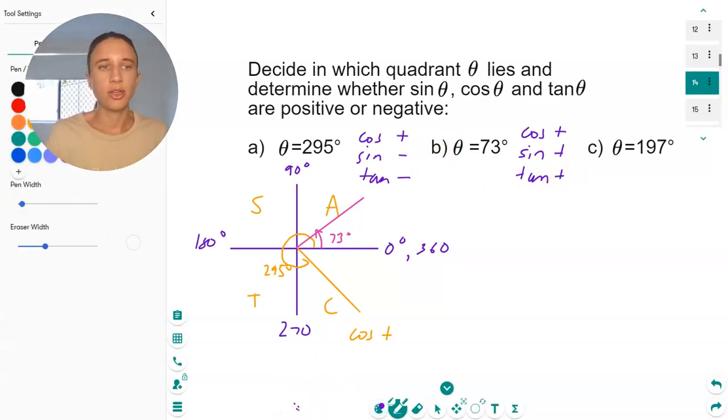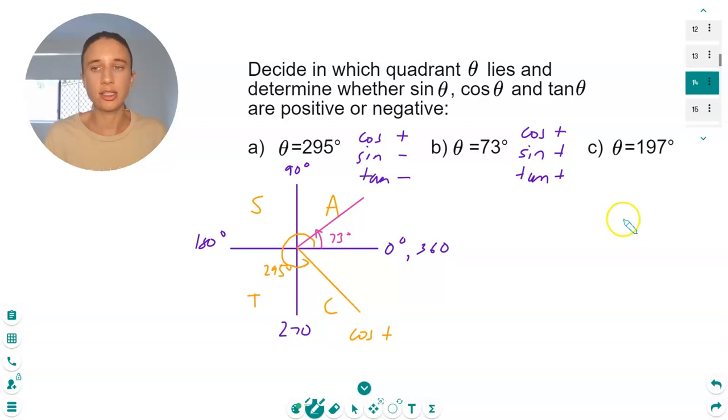And then for this third angle, theta is 197. I look at my angles on the outside, and I see that 197 lies between 180 and 270. So let's put it there. It lies in the third quadrant, which is a T, which means tan is positive, and the rest are negative. So tan positive, cos negative, sine negative.